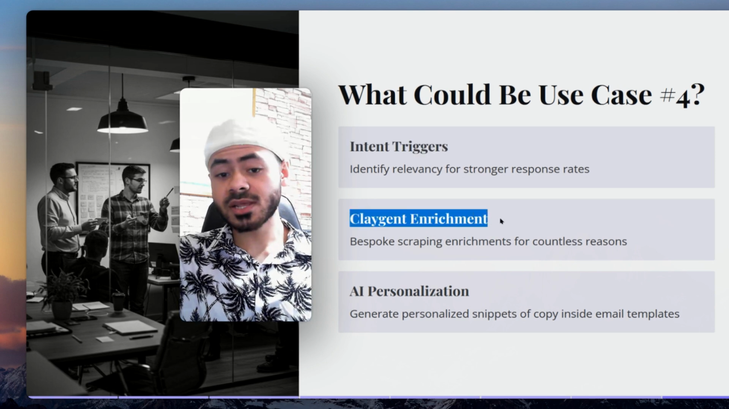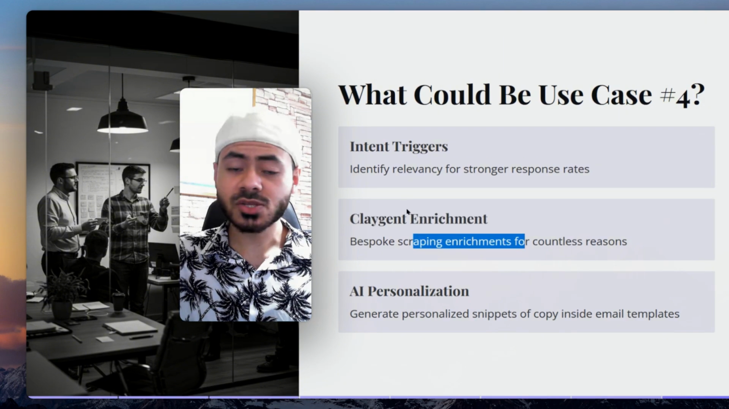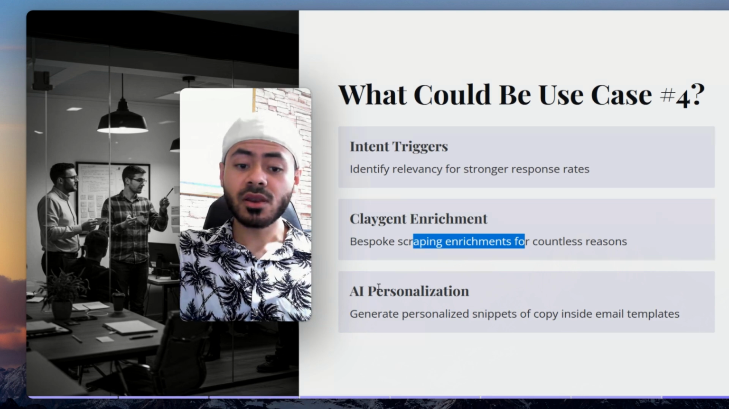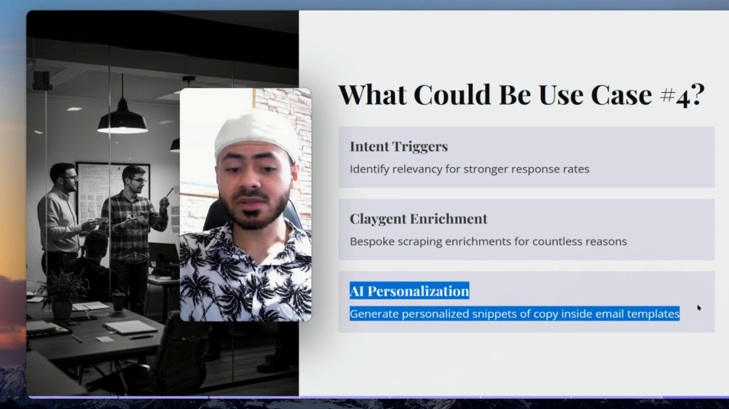Number 2 is ClayGen enrichment. Bespoke scraping enrichments. ClayGen is just a web scraping AI, so you can enrich a lot of data points. Number 3 is AI personalization.